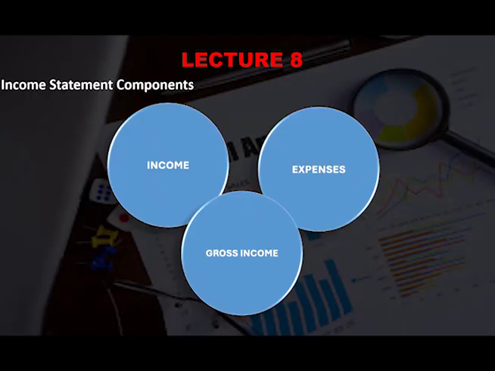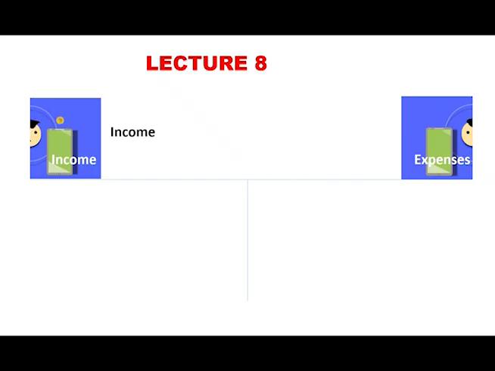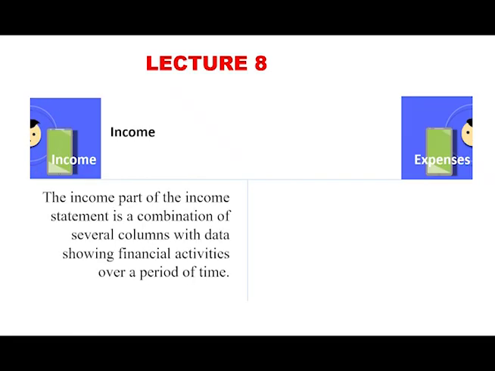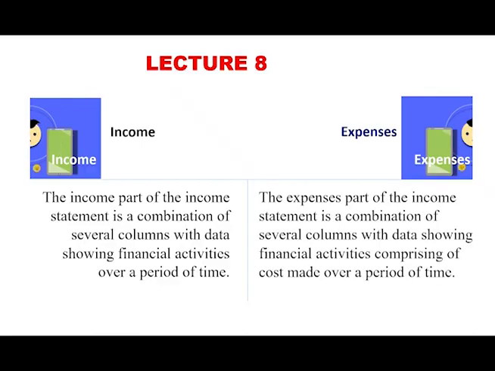Let's look at the income first. The income part of the income statement is a combination of several columns with data showing financial activities over a period of time. Microfinance institutions generate income from different activities. These could be through operating and non-operating activities. Incomes made from the operating account are those derived from the MFI's core financial service activities, while the non-operating incomes are those derived from external activities. Non-operating income includes sales of items like books, training, or external sources.